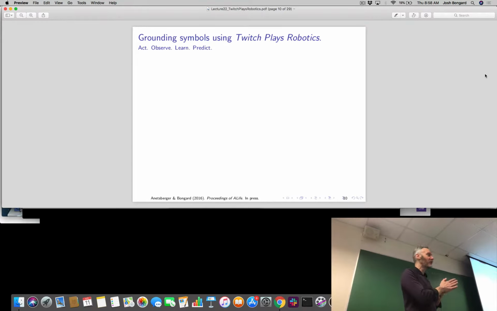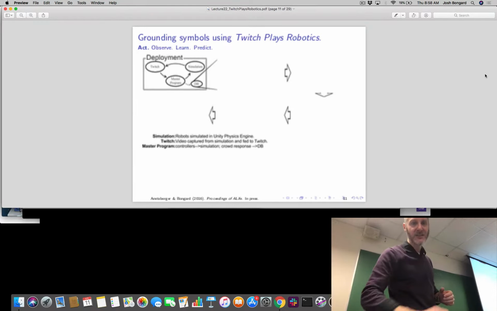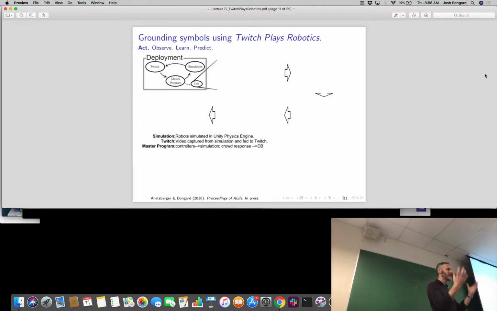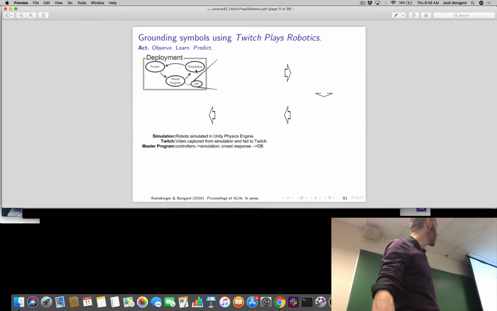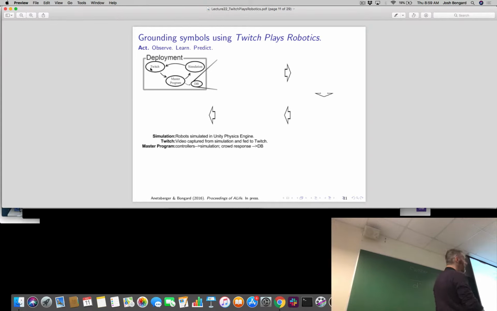So we're going to break this down into 4 phases. Act, observe, learn, and predict. You saw the first phase of this experiment where the robots are basically acting. In this first version of Twitch Plays Robotics, there was no evolutionary process occurring at this point. We were simply dropping one random controller into the robots one after the other, which would cause the robots to start moving in simulation. We captured the simulation from the screen and streamed that live to Twitch. And we used the Twitch API to then capture the chat from the crowd and then store that in a database.